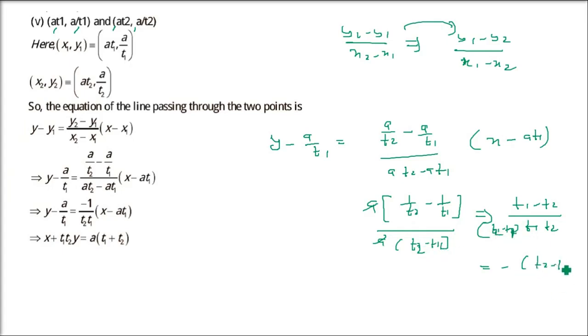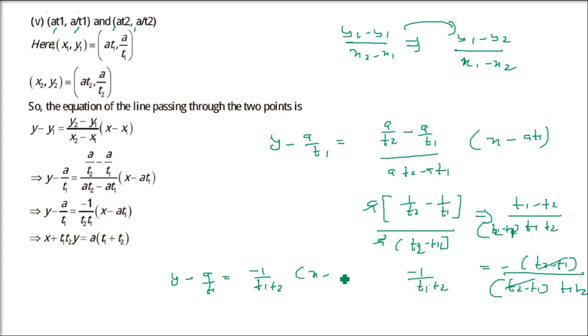So T2 minus T1 in the numerator, T2 minus T1 in the denominator, and minus we have taken common. Now you can cancel it. And then we have T1, T2 always there. So this will be minus 1 by T1 T2. This is your M. Now put it in the original equation. Y minus A by T1 equals minus 1 by T1 T2 into X minus A T1.